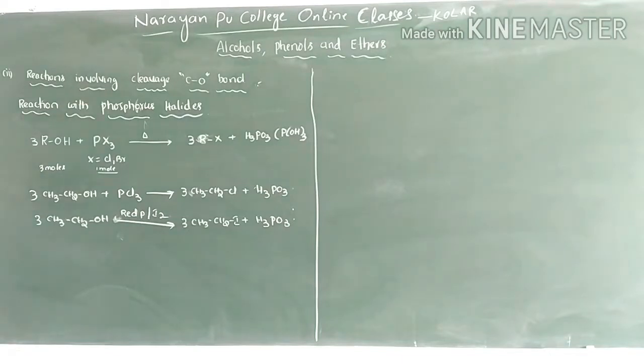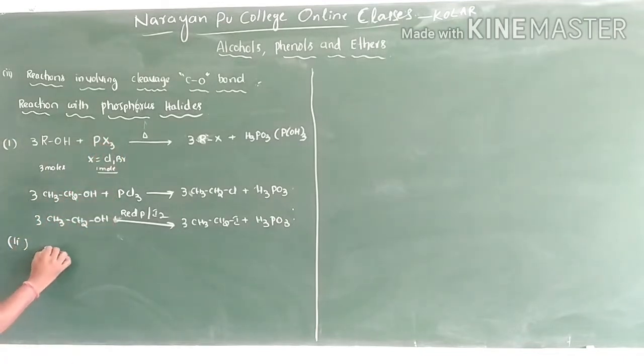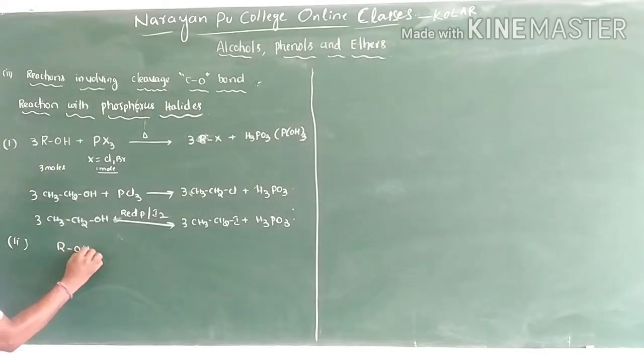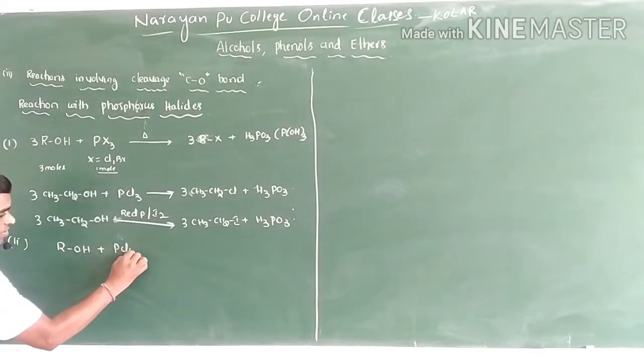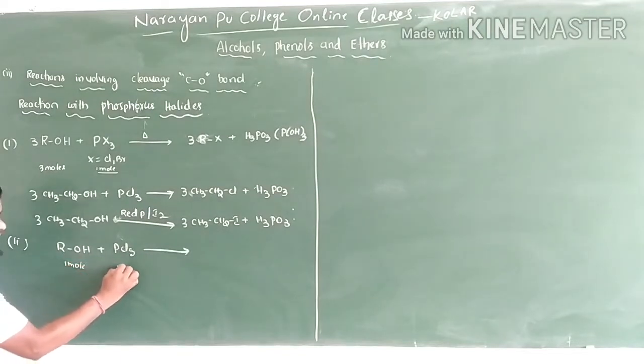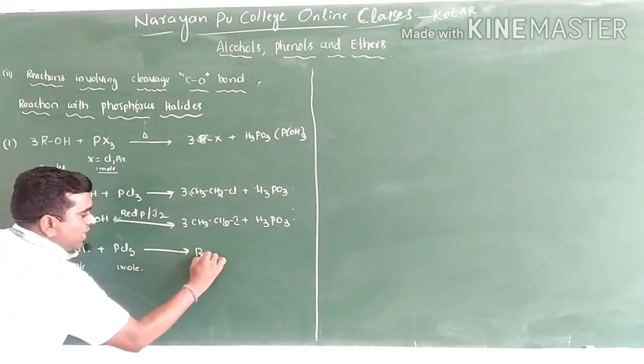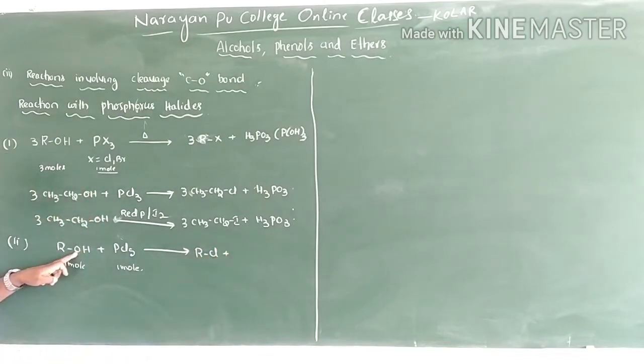Now you have to take phosphorus pentahalide. This is the first one, reaction with phosphorus trihalide, and the next one is with phosphorus pentahalide. Take the ROH and PCl5. Then what happened here? I already said, in this reaction, 1 mole of alcohol reacts with 1 mole of PCl5 only. Then 1 OH is replaced by chlorine, and you will get RCl, the alkyl halide.